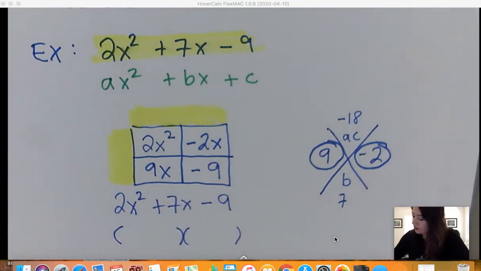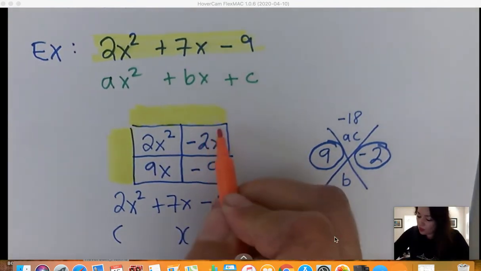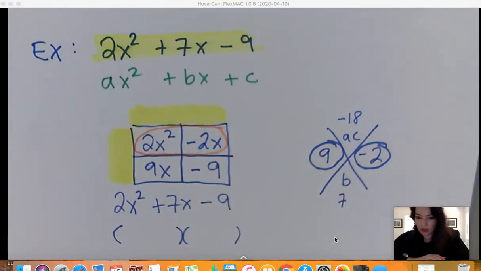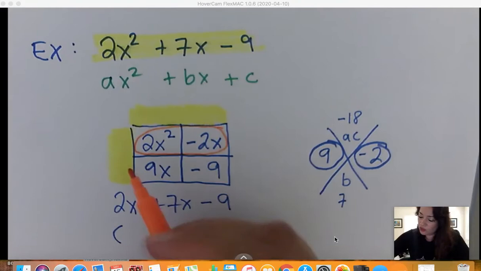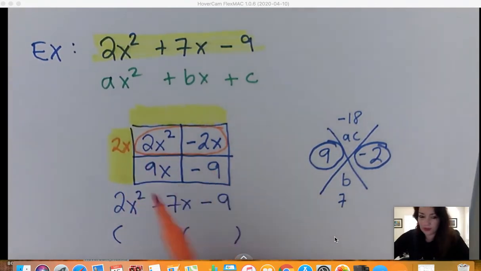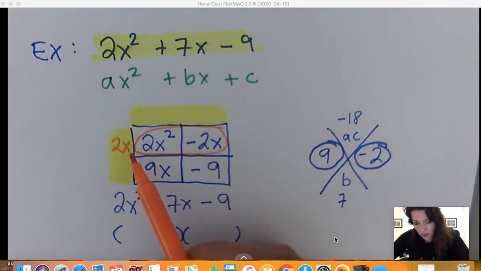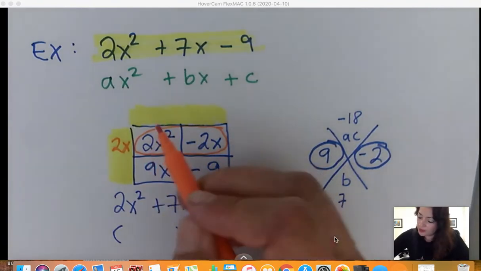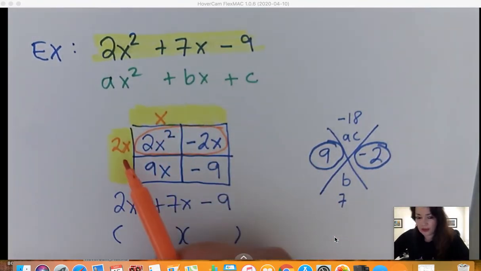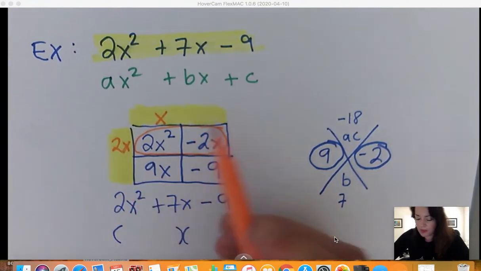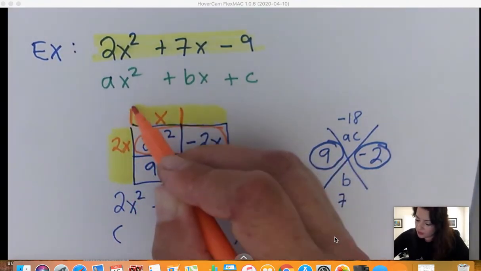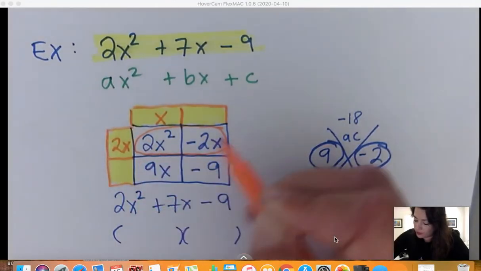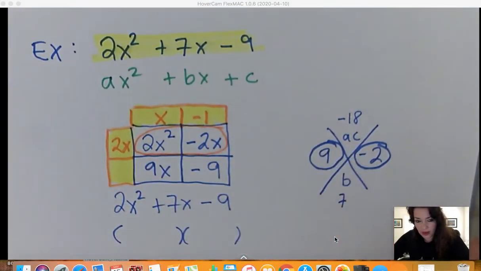So how do we figure out what goes on the outside? Well, let's look at our first row. What is common between 2x squared and -2x? If you said 2x, you are correct. From here, I could multiply 2x times what number up here gives me 2x squared? If you said x, you are correct. And 2x times what number up here will give me -2x? If you said -1, you are correct.